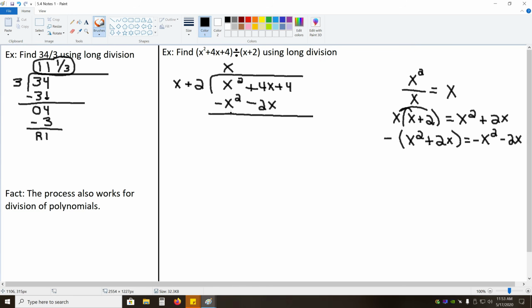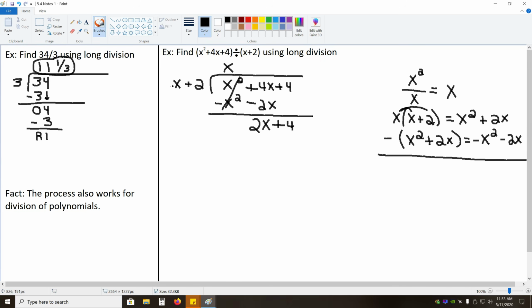And if you've done this process properly, then your first term should always cancel out. X squared minus x squared cancels. 4x minus 2x gives us 2x. And then plus 4.